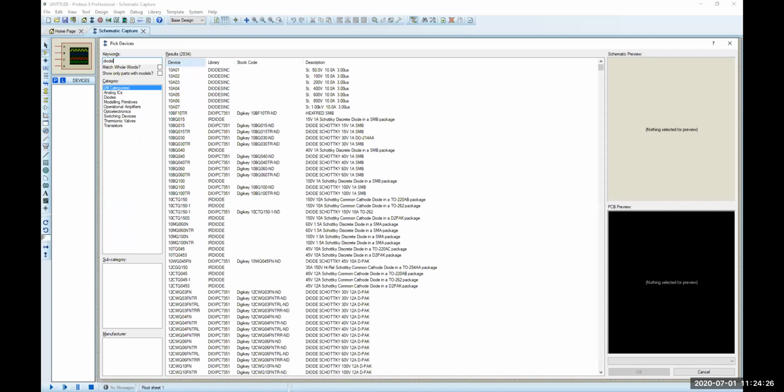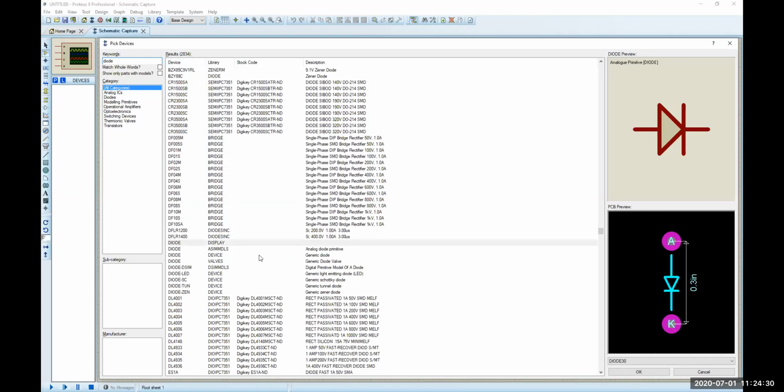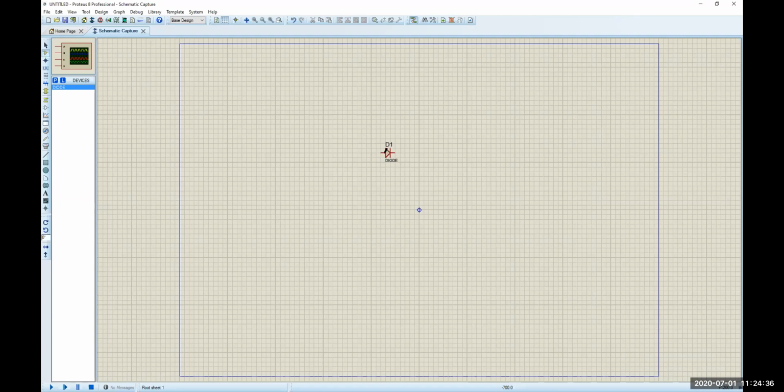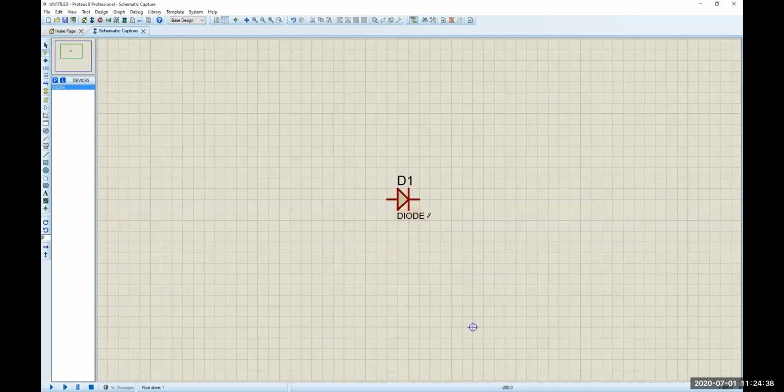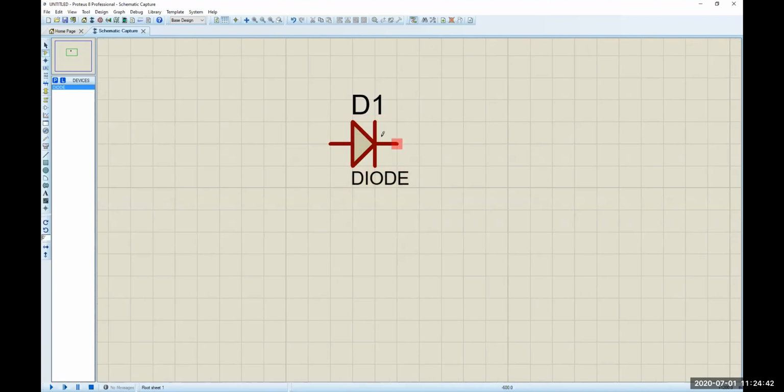D-I-O-D, diode, okay? Here you have a lot of diodes. This one is the diode display. I'm going to click this, click OK, and then click it here. Can you see it? I can zoom in, zoom out. Can you see that diode?